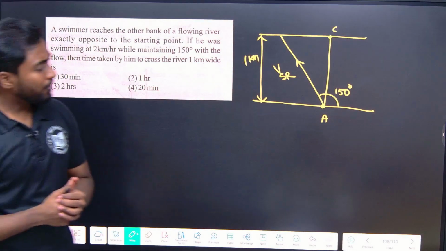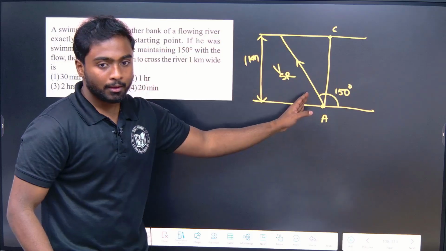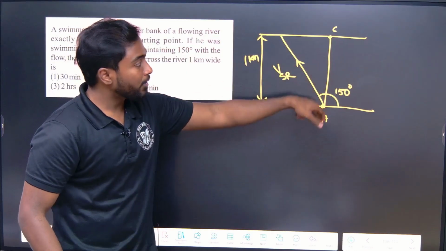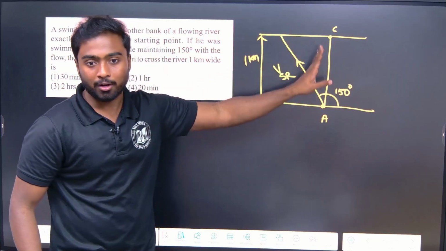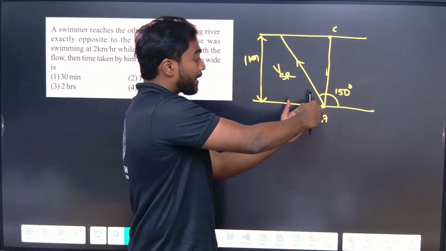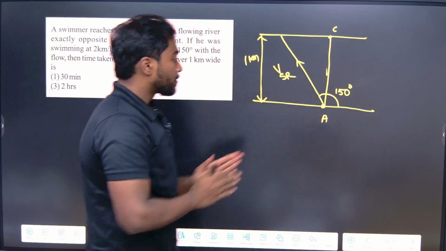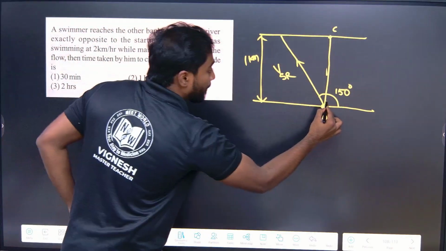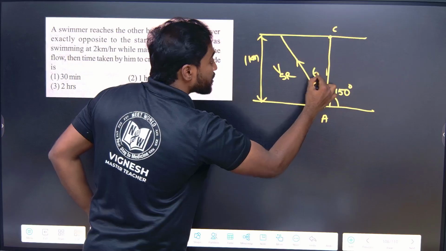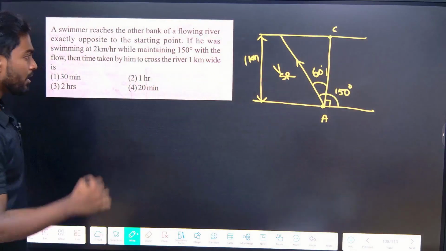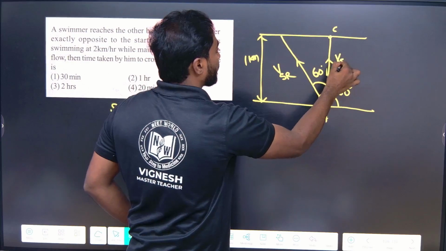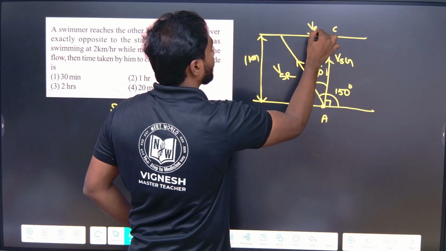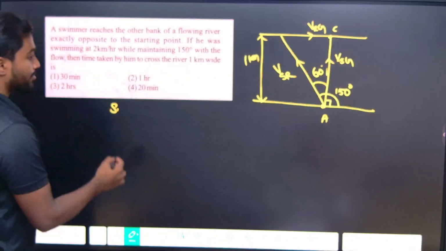They have given this velocity, but he has reached from point A to point C. So which velocity should I consider? The point A to point C velocity. We have taken the angle and crossed, so this one will be my 90 degree, this one will be my 60 degree. Now I will write this: velocity of the swimmer with respect to ground, velocity of the river with respect to ground. What is sin theta here?